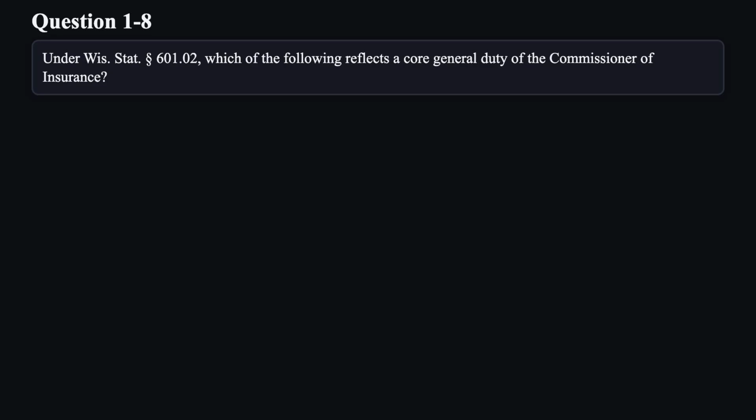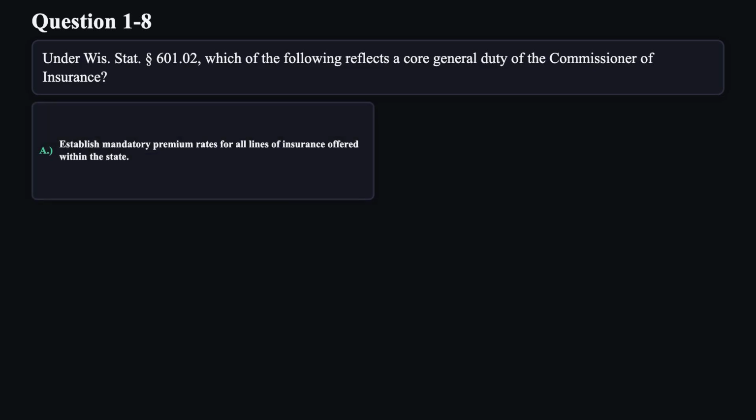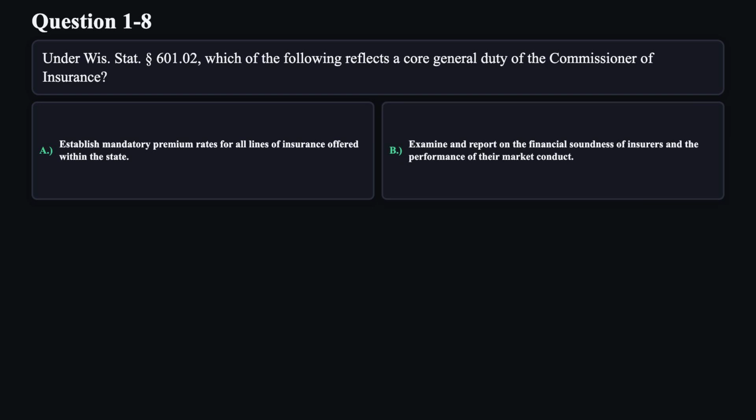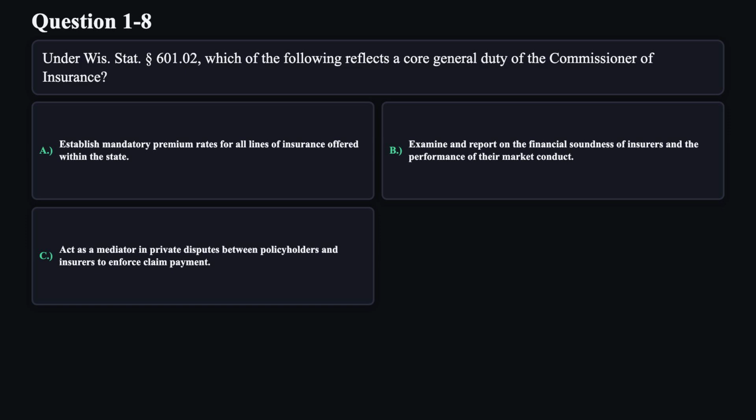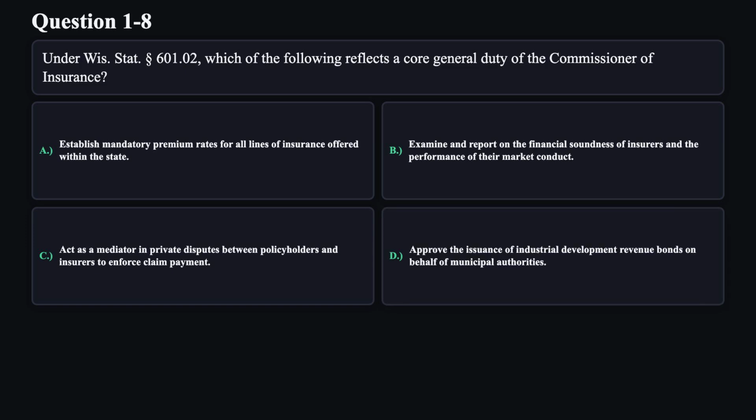Question 8. Under Wisconsin Statute Section 601.02, which of the following reflects a core general duty of the Commissioner of Insurance? A. Establish mandatory premium rates for all lines of insurance offered within the state. B. Examine and report on the financial soundness of insurers and the performance of their market conduct. C. Act as a mediator in private disputes between policyholders and insurers to enforce claim payment. D. Approve the issuance of industrial development revenue bonds on behalf of municipal authorities.